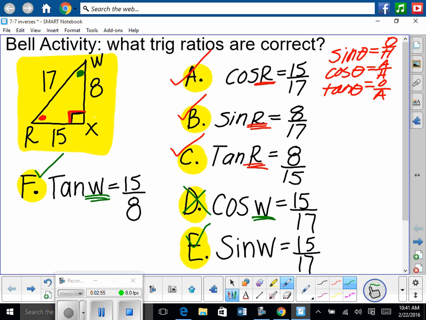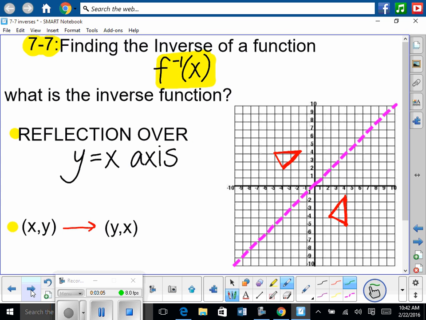How many got 100% correct? Awesome. How many of you see what you did wrong and won't get it wrong next time? Okay, good. Let's get going with what we're doing today. So 7-7, guys. Here we go.